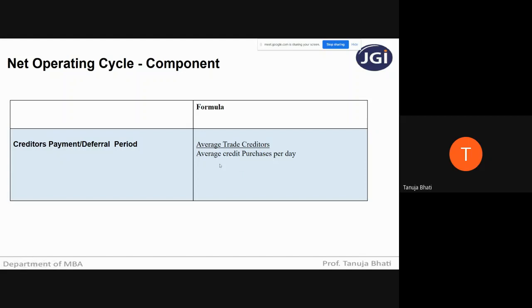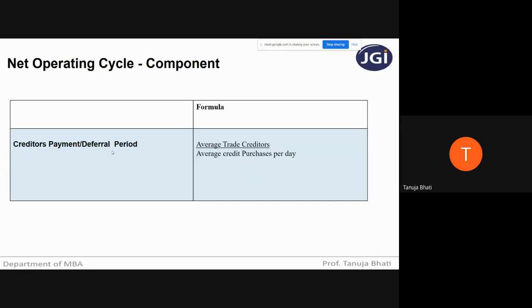Now suppose the creditors payment period is 3 days. So what will be the net operating cycle? 13 days, which was the gross operating cycle, minus 3 days. So the net operating cycle is 10 days. So these were just the formulas to calculate the respective periods.